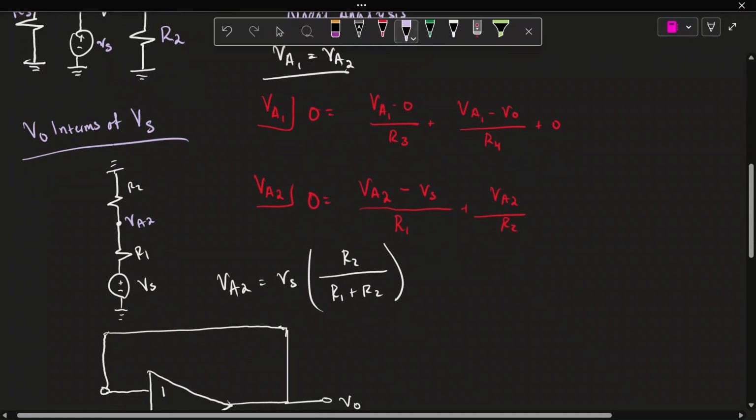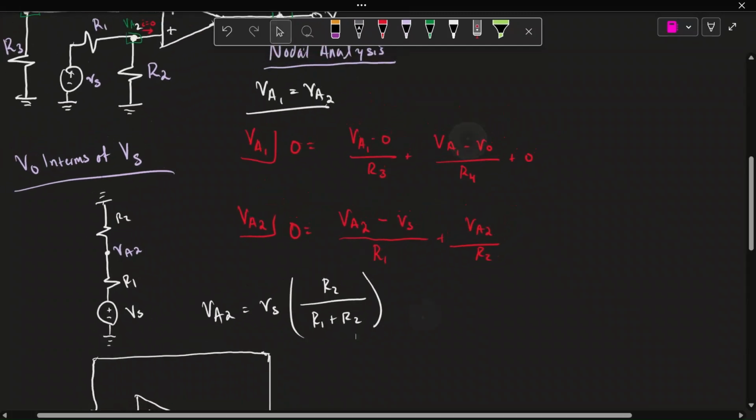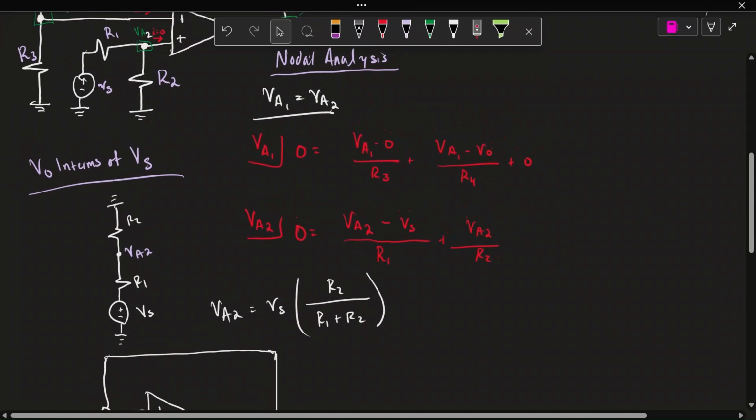Something we should notice is that we're trying to solve for VO in terms of Vs. So what we're going to have here is VO over Vs, or our gain. You can rewrite this as VA2 over Vs is equal to R2 over R1 plus R2.